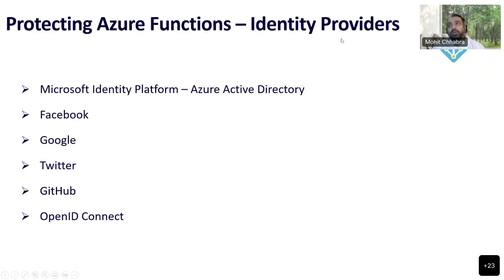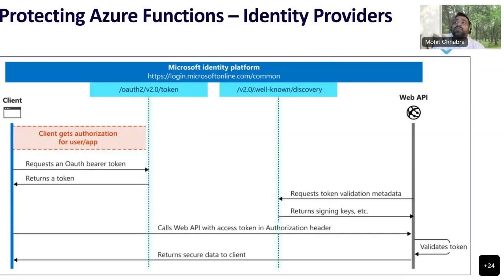Protecting Azure Functions, I've already talked about it, with the identity provider: Facebook, Google, Twitter, GitHub, OpenID. These are the different options that you have, so you can make use of any of these options. What happens is from the client, you request an OAuth bearer token, and then you get the token back from the API. You then make a call with the token in the header, and the API validates the token and returns the output back to the client.